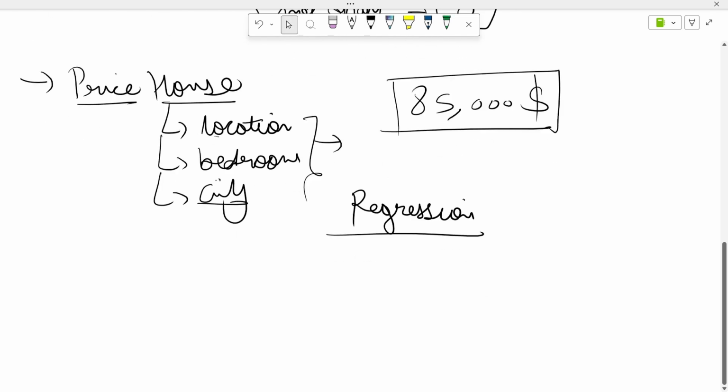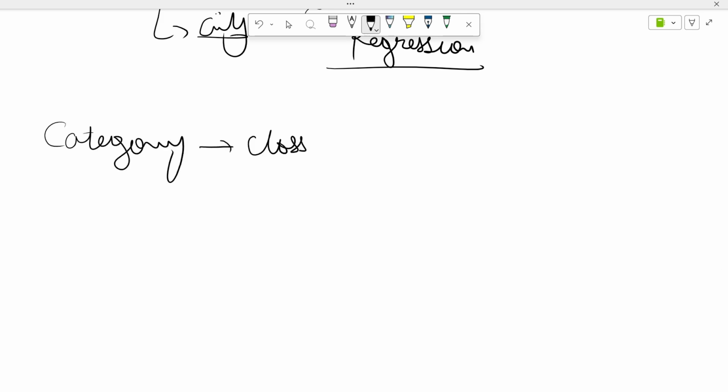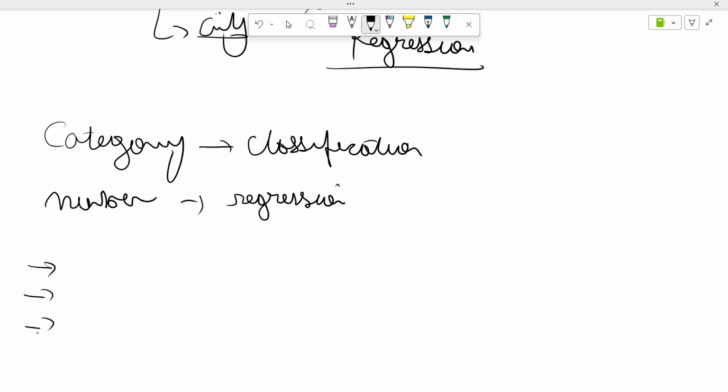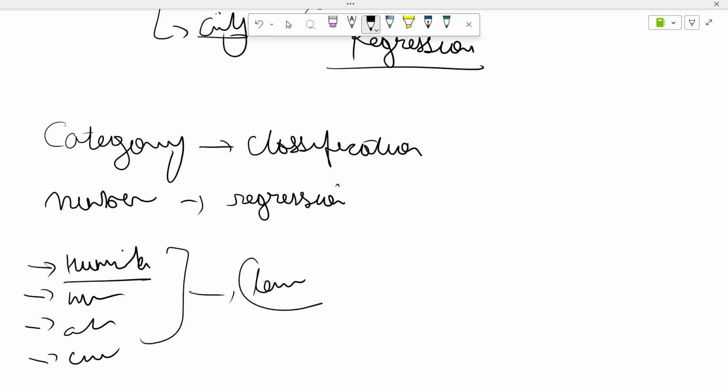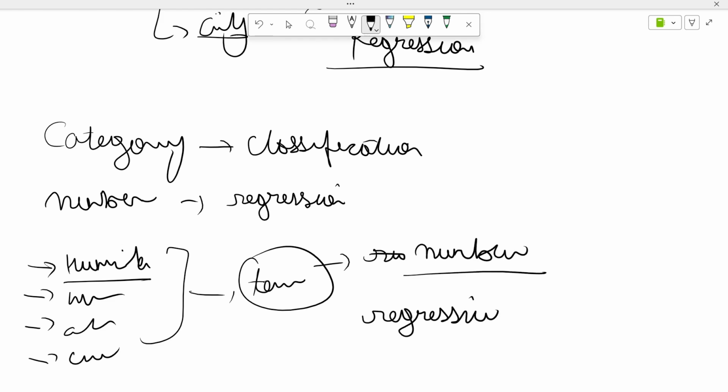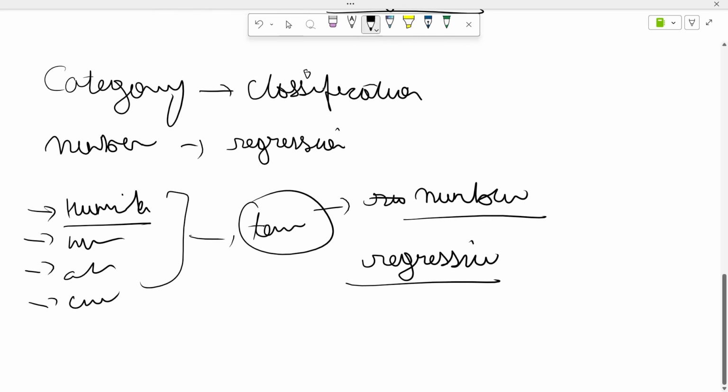Always keep in mind, whenever the problem statement says that the prediction is a category, then it is a classification problem, and whenever the prediction is a number, then it is a regression problem. Let's say you have a few parameters of a city or area, like humidity, weather, climate, location, and you want to know the temperature of that city. Or maybe you have the temperature and you want to know the humidity. Temperature and humidity are continuous values represented by numbers, so it is a regression problem. Likewise, you can identify whether it is a classification or a regression problem.